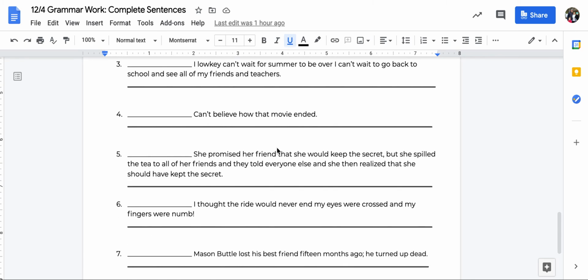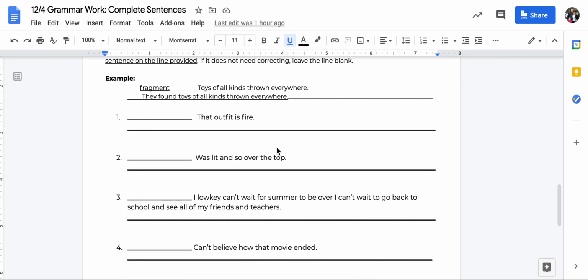You're going to do the same for 1 through 8 down here. So, that outfit is fire. Is that a complete sentence? If it is, you're going to write complete sentence. If you think it's a fragment, a run-on, a wordy rambling, you'd write that there, and then you'd correct it down here. If you think it's a complete sentence, you leave this blank.